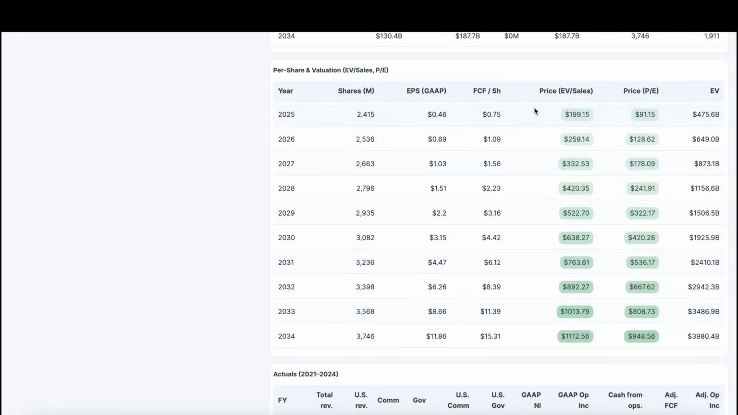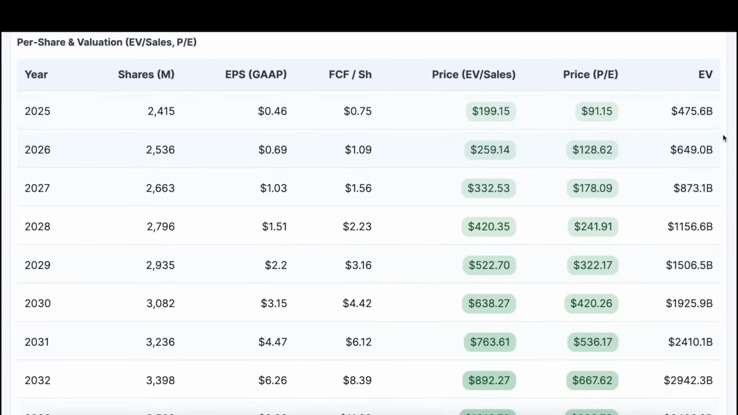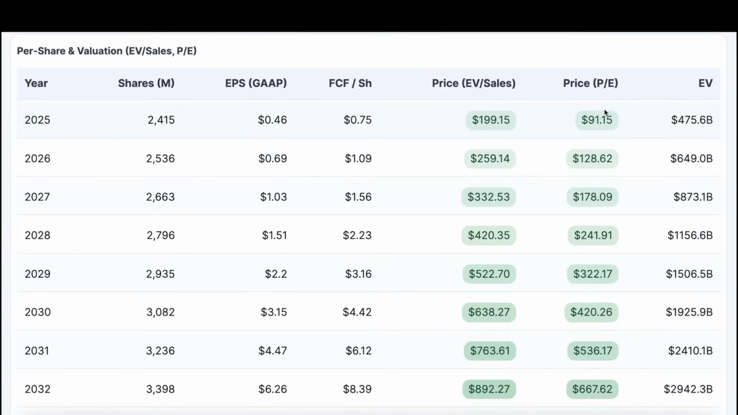So let's have a look at what this does to per share. Let me zoom in just so everyone can see properly. So you can see we triangulated actually pretty well. As I said, I didn't know what the inputs I was actually putting down were going to yield in terms of a price. But our EV to sales approach, as we did the multiple there, yielded a $200 per share price. And our price to earnings yielded a $91. So, you know, take the average of those two. That's actually pretty close to where we currently are.